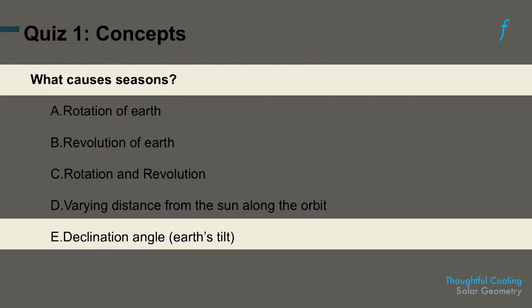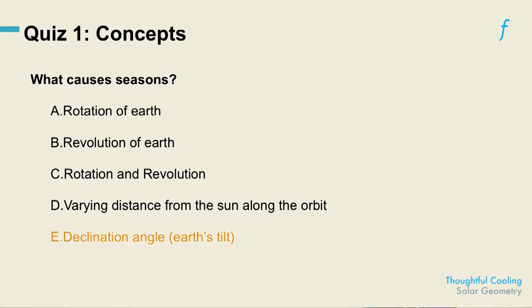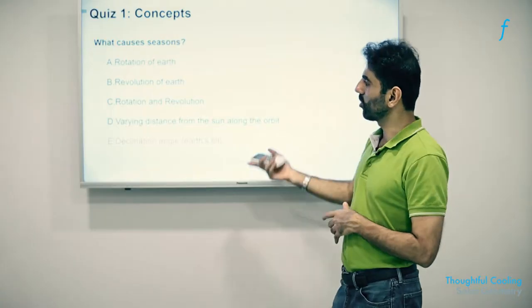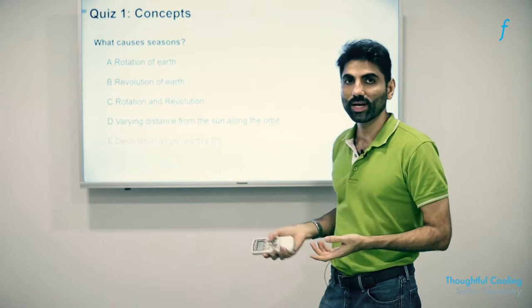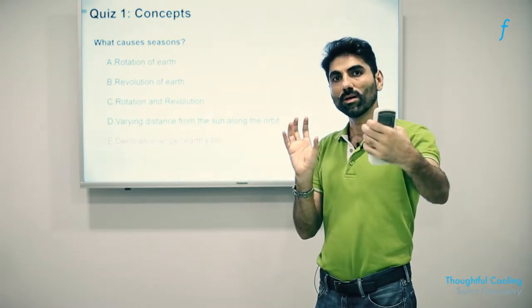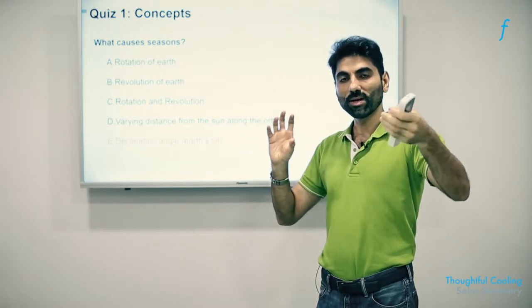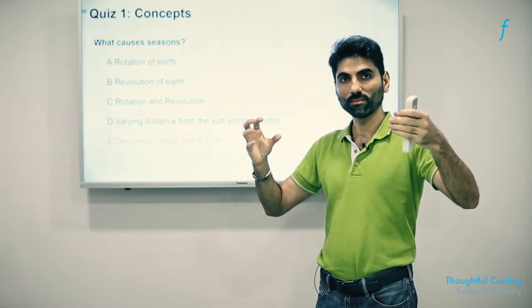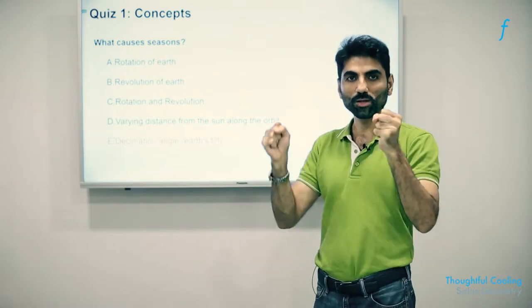So let's see what the answer is. The answer is that it's the tilt of the earth's axis. Now, one very simple way to internalize this idea is this: if the earth and the sun were perfectly symmetrical in terms of their relative positioning, if it was, for example, just two balls orbiting each other, there would be no difference in any part of that entire circumference from day one to day two.